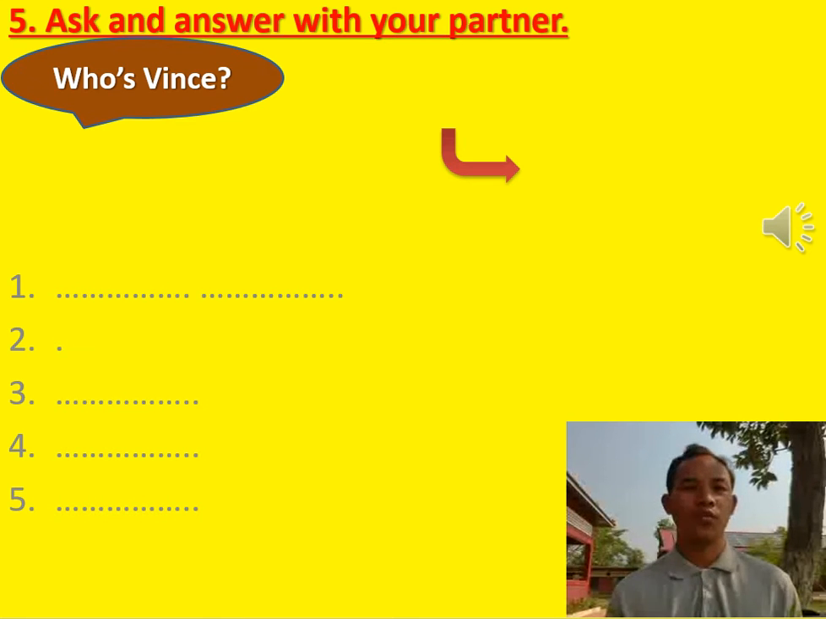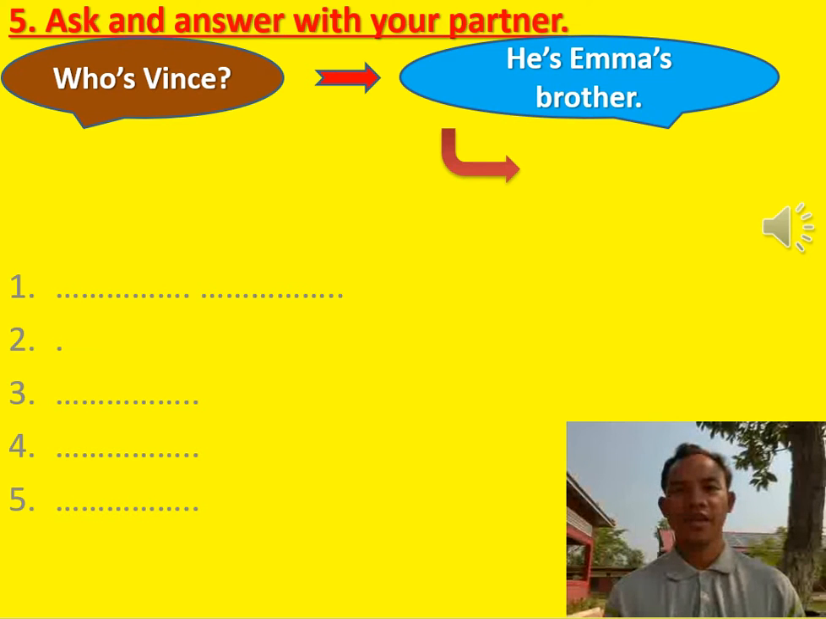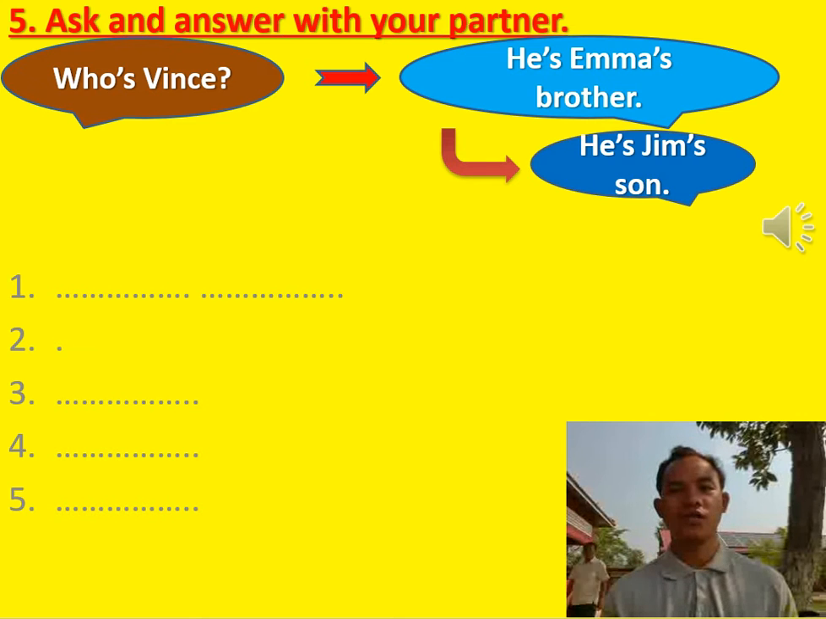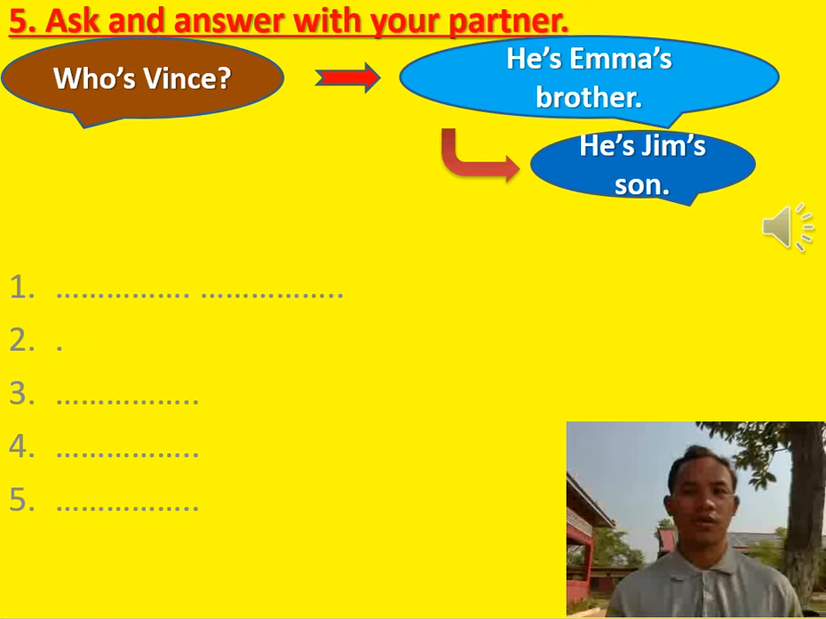Emma's brother, or Vin is Annie's son, or Vin is Annie's and Jim's son, right? Okay, so that is our answer. He's Emma's brother, or sometimes you can say it another way: he's Jim's son, right? So the answer can be more flexible than this. All right, so we not only have Vin, we also have more. So we can make more sentences about Annie's family, like about Vin, about Emma, about Jim, and so on.